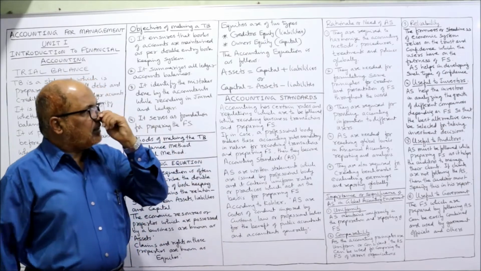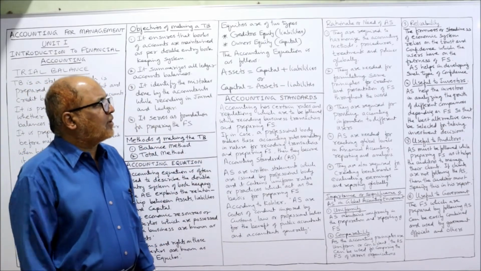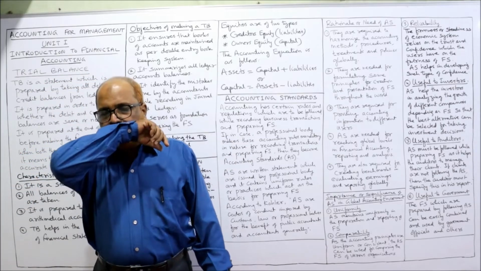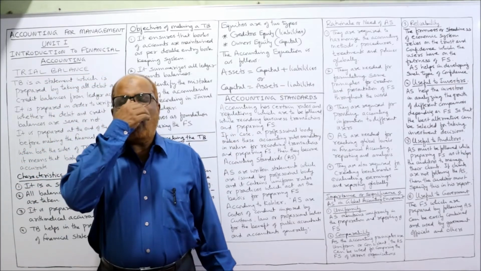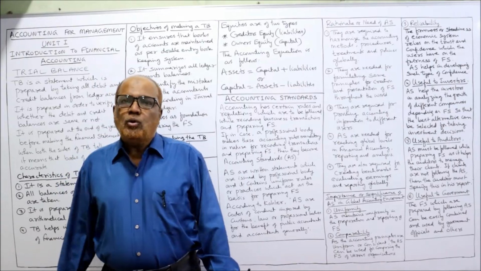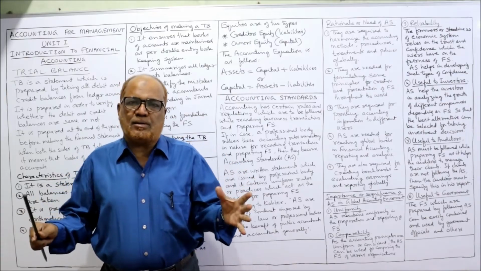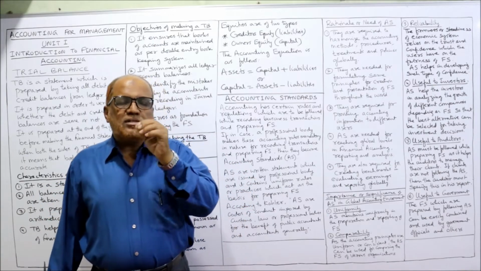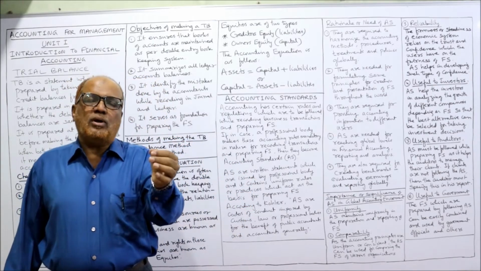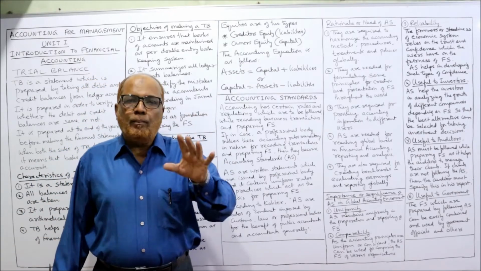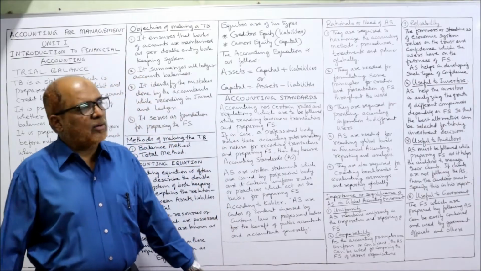Second, they are needed for formulating the same principles for creation and presentation of financial statements throughout the world. So the accounting standard's purpose is to make the financial statements globally acceptable. That means those principles, those policies which are accepted throughout the world, to make that happen we require accounting standards.